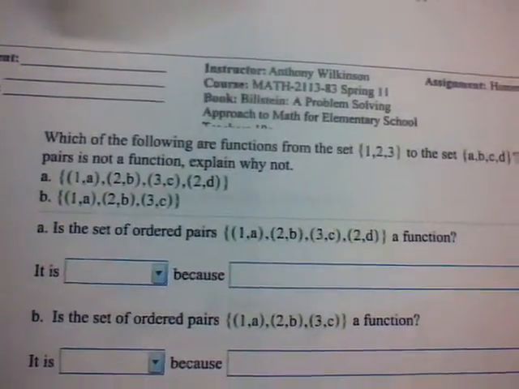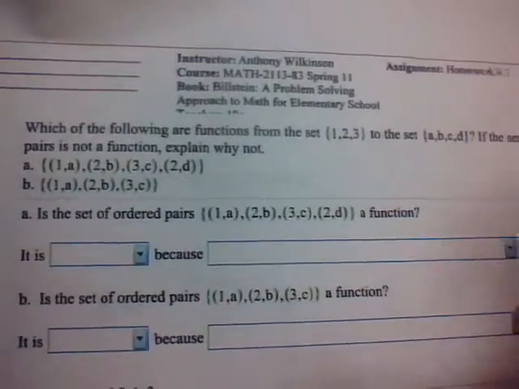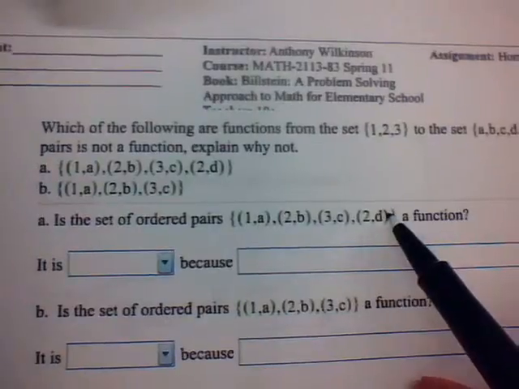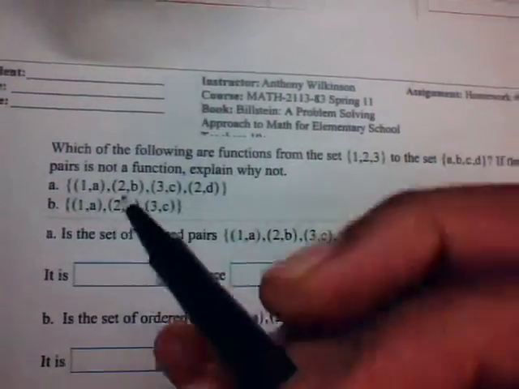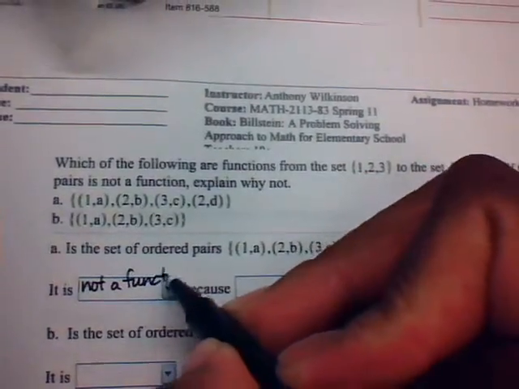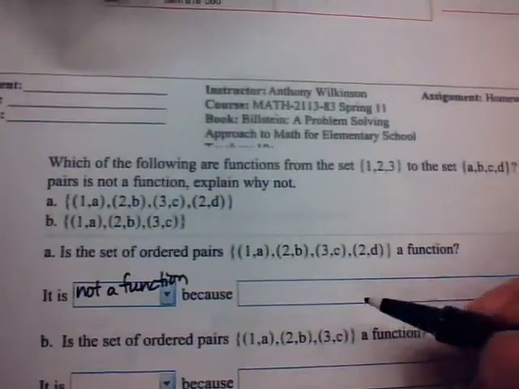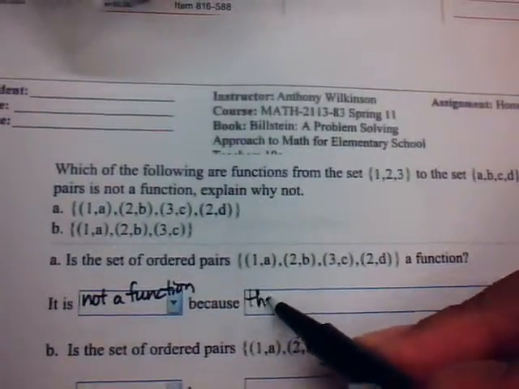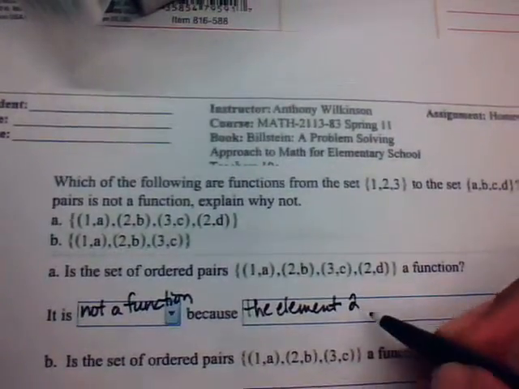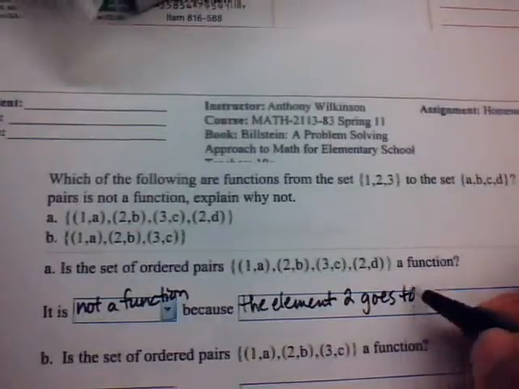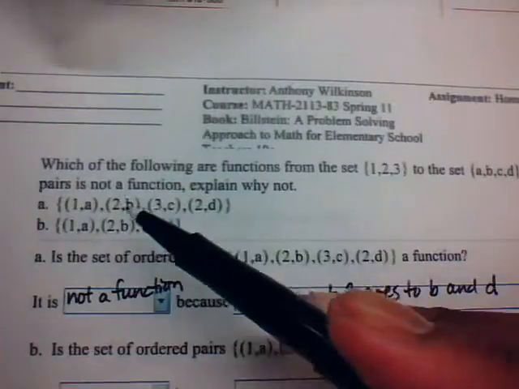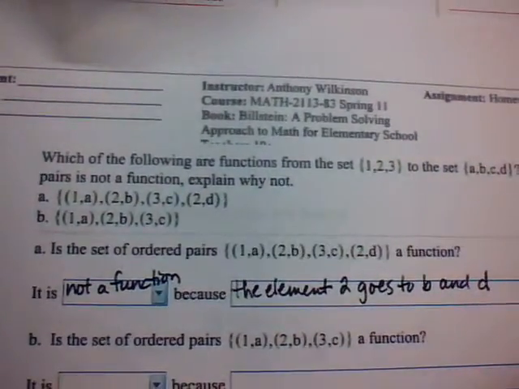Now, by looking at this, we can see that 2 is paired with B, and 2 is also paired with D. In this particular case, it would not be a function. And the reason for that is that the element, and by the way, this is going to be in a drop-down menu, 2 goes to B and D. Because 2 goes to B and 2 also goes to D.